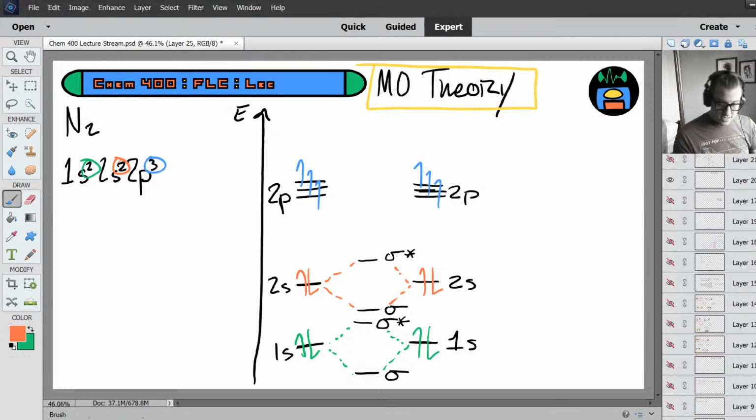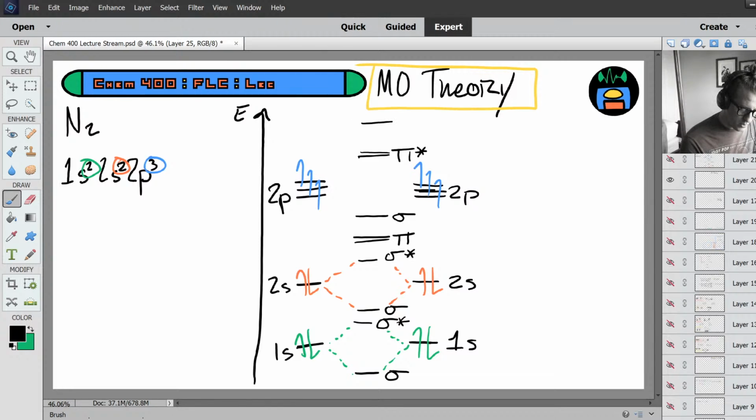All right, and then finally we have our 2p orbitals, and you'll recall that this is where it flips around. The pi bond for nitrogen is actually lower in energy than sigma, so we draw pi on the bottom and sigma up top, but pi star and sigma star remain in place. So pi and sigma are the only two you have to worry about switching when it comes to nitrogen.